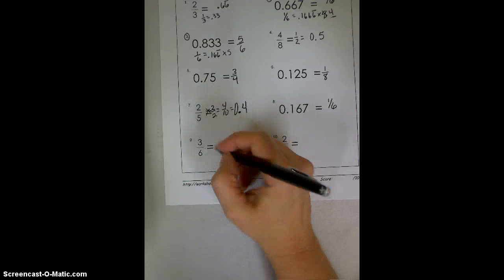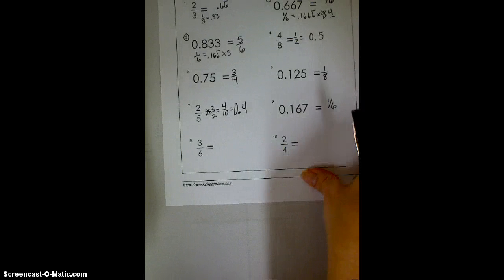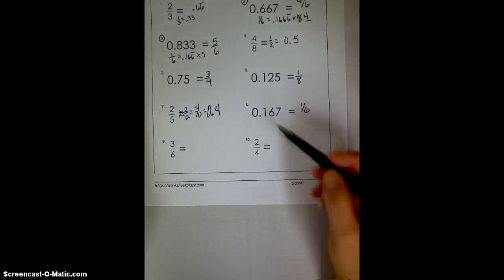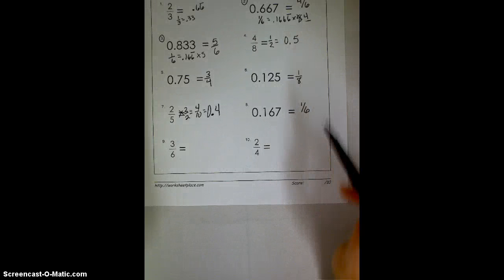3/6, that's the same as 1/2, and we know that 1/2 can be written as 0.5. I'm just going to leave it there for now, so hopefully you're listening to this. 1/2 can be written as 0.5, same as we did for number 4. And 2/4, same thing. 2/4 is the same as half, and that can also be written as 0.5.